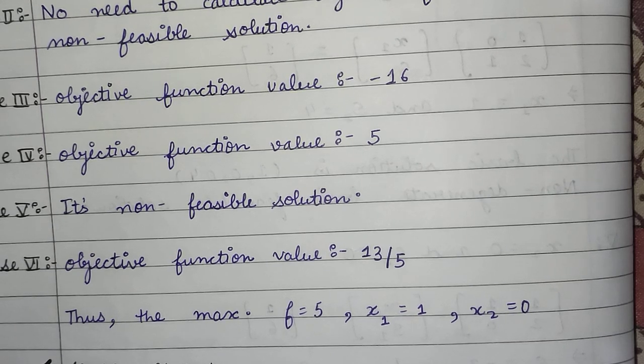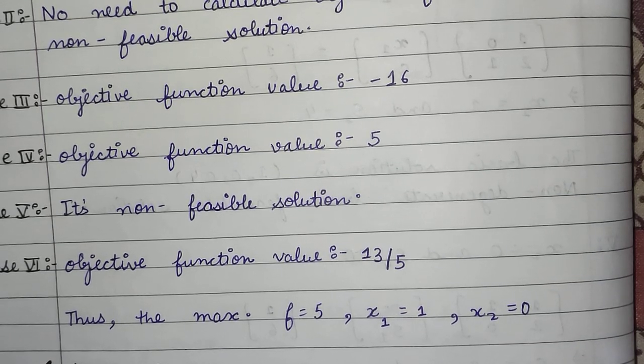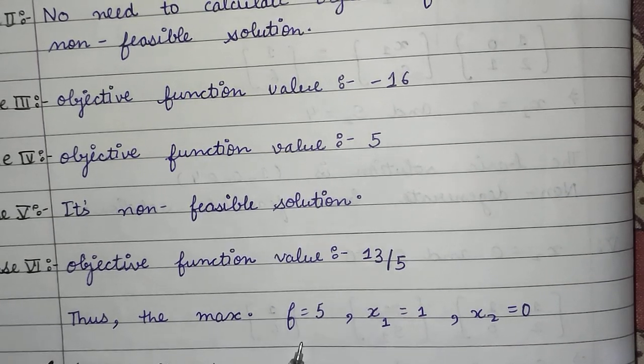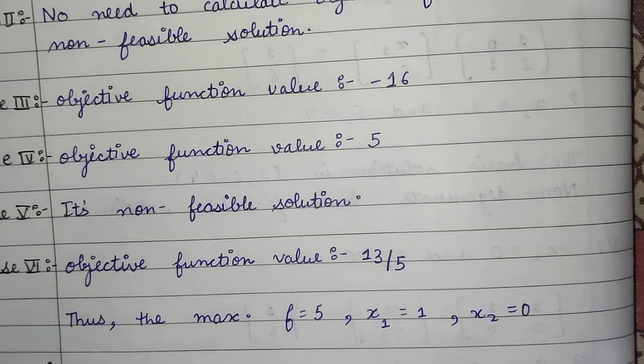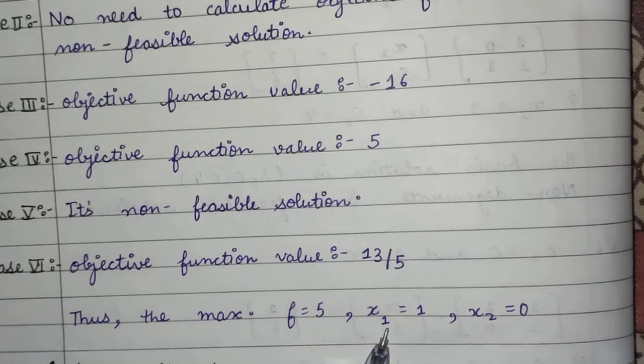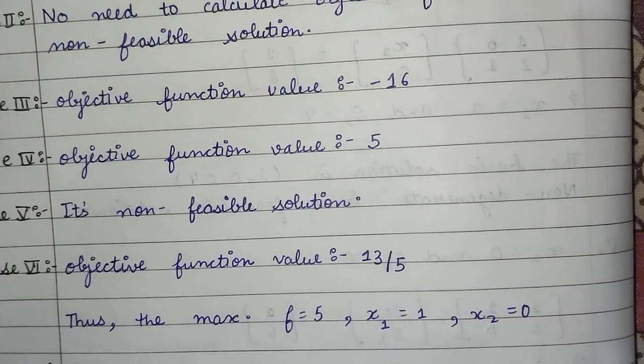So the answer is: the maximum of f equals 5x1 minus 8x2 is 5, at x1 equals 1 and x2 equals 0. Thank you.